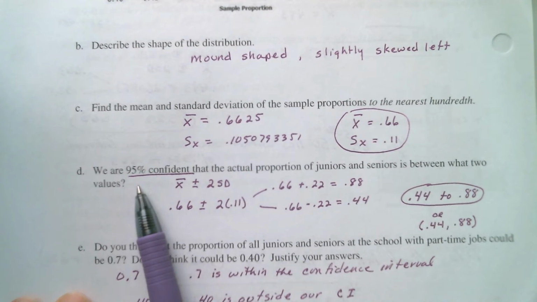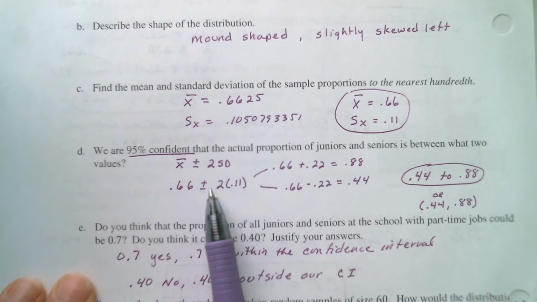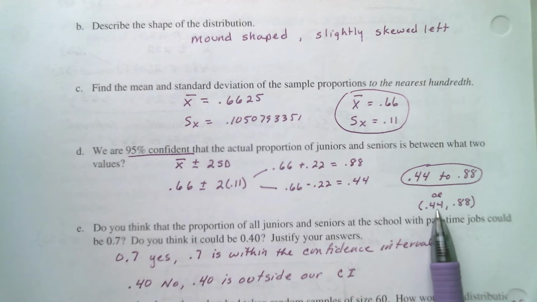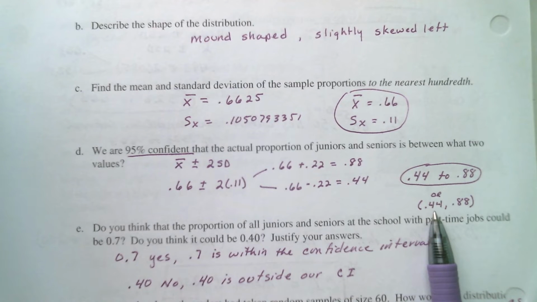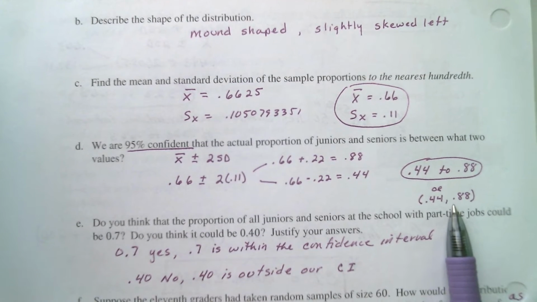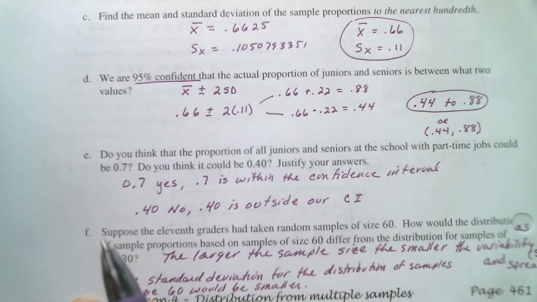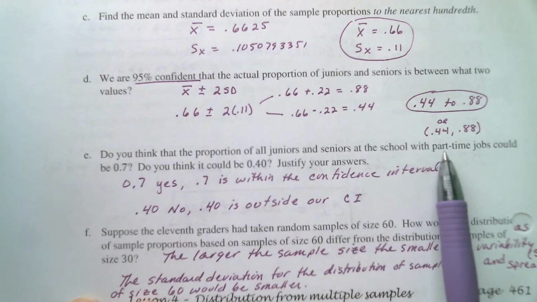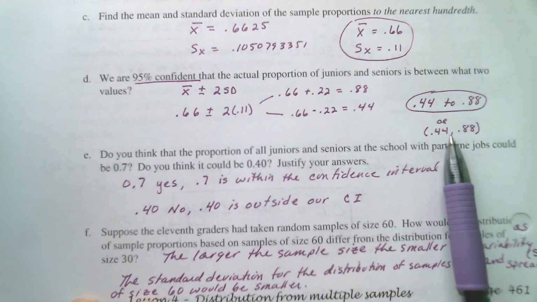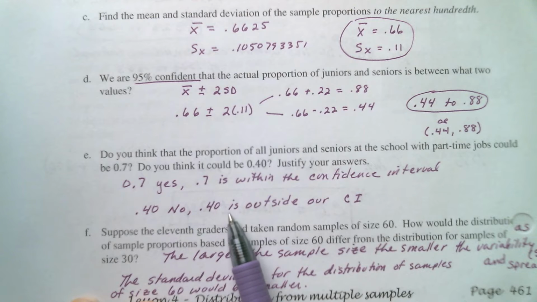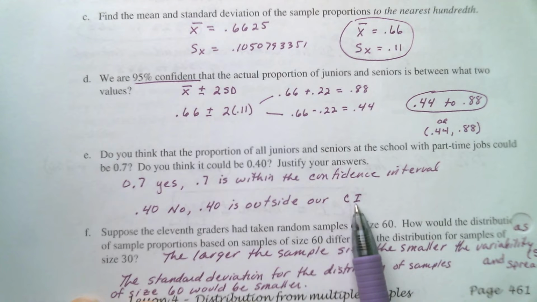D, the 95% confidence interval is 0.44 to 0.88, or you could have written it as parenthesis 0.44 comma 0.88 close parenthesis interval notation. E, 0.7, yes, because 0.7 is within the confidence interval, right? 0.7 lies within this range. 0.40, no. 0.40 is outside our confidence interval.